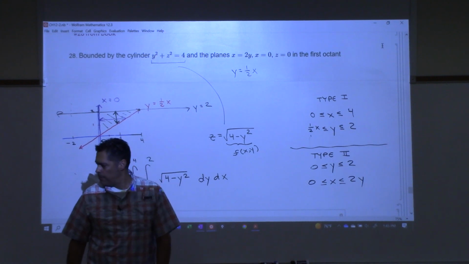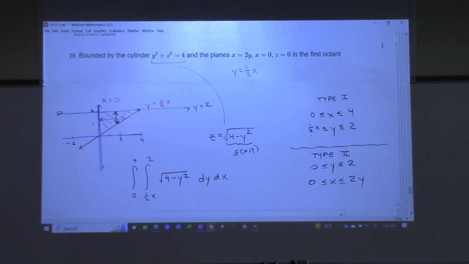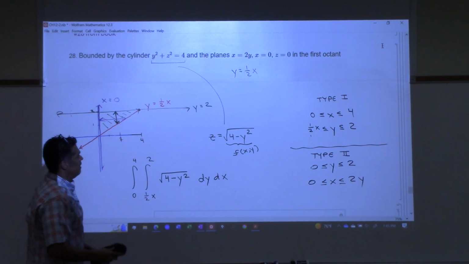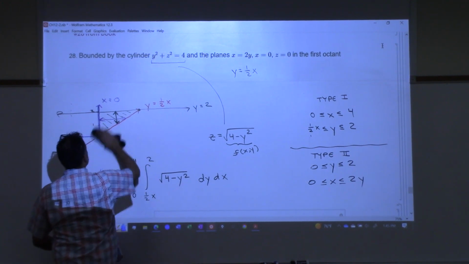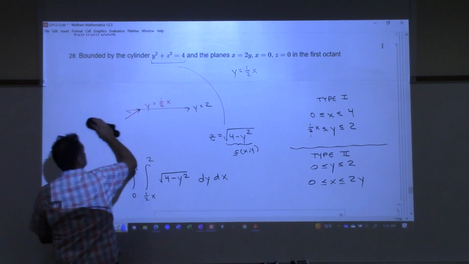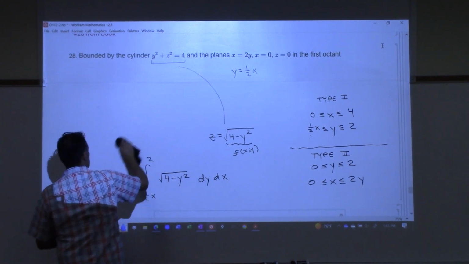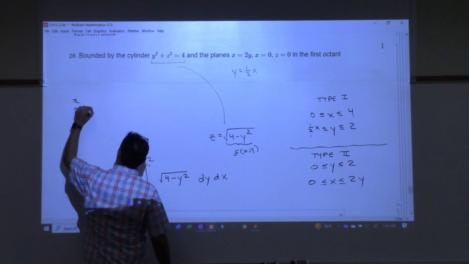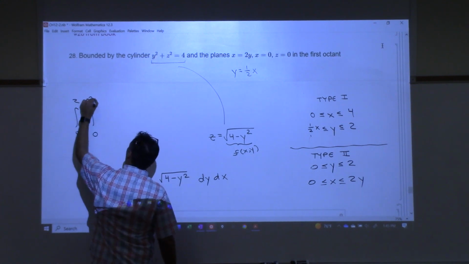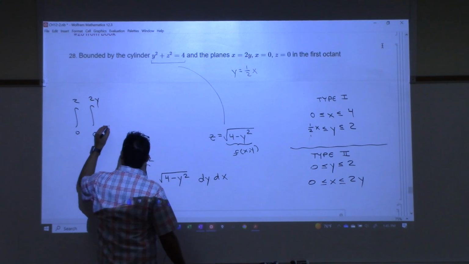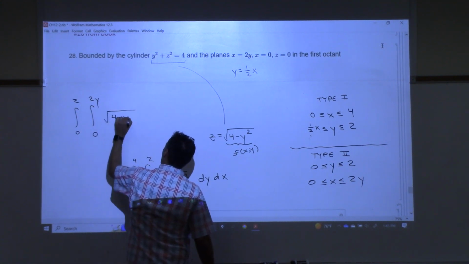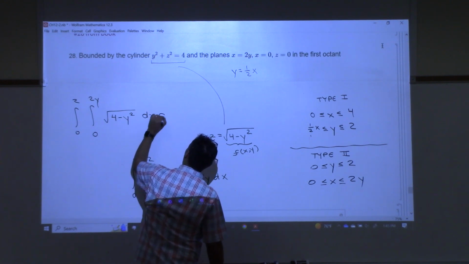And the z is the same. Yeah, still 0. The ground up to the cylinder, exactly. But I'm going to erase this, and we're going to look at the difference in the integrals, and see if we prefer one over the other. So this one would go from 0 to 2, and then from 0 to 2y, and it would still be the square root of 4 minus y squared, but now we're going dx dy instead of dy dx.